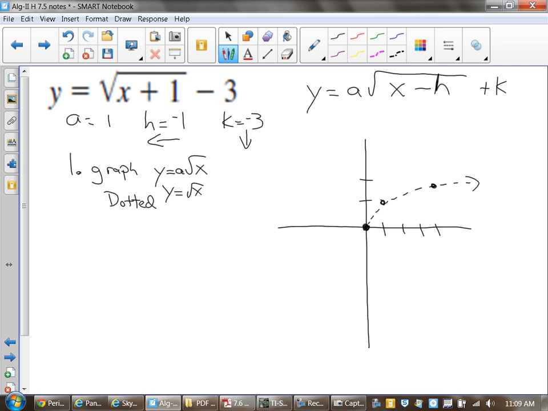So the last bit then is the shift. I know that each and every one of those points has to move to the left 1 and then down 3. So I start with the first one. I go left 1, down 3. Left 1, down 3. Left 1, down 3. And there's my new graph.